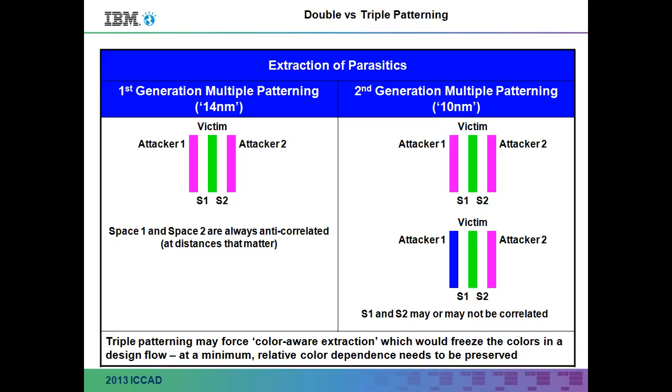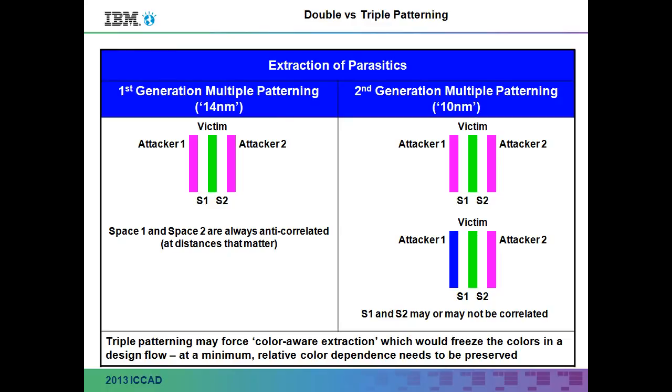Another interesting detail, of course, is in extraction, right? With two colors, if you're this center line and you have attackers on the left and the right, those two attackers are the same color because there's only two colors, right? You take up one color, the guys to the left and right have to be the other color, so they're the same color. So they shift together, right? So any kind of overlay error that would translate into a capacitance variation is kind of self-calibrating, right? If space 1 shrinks, space 2 has to increase, and you can take advantage of that in some of the timing calculations.